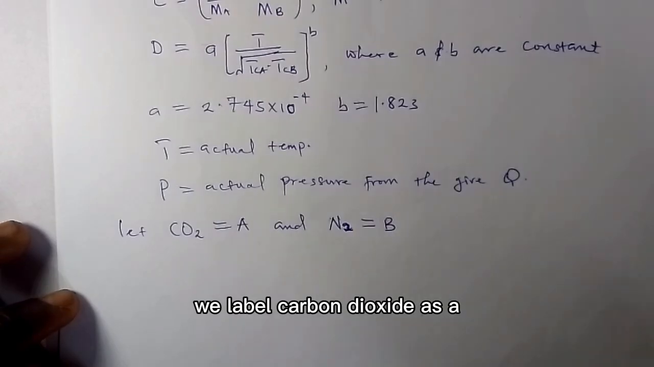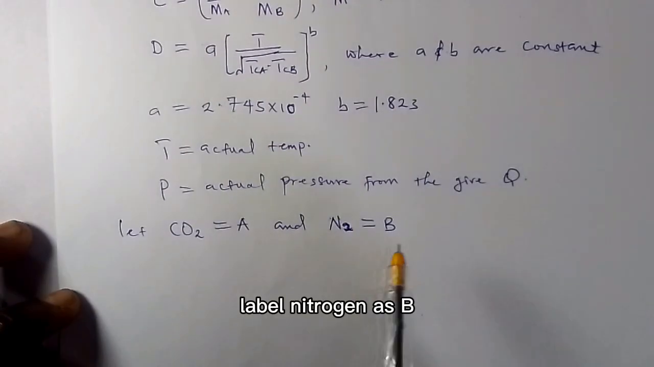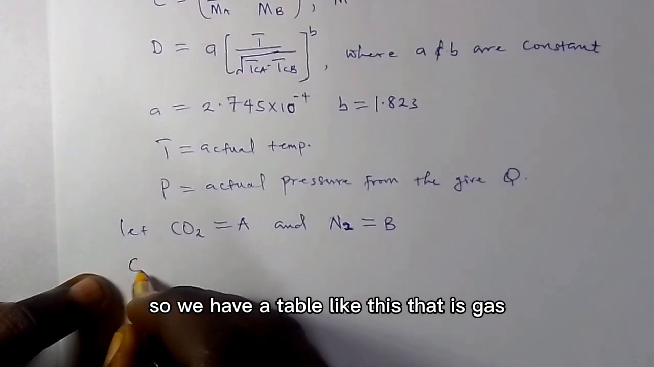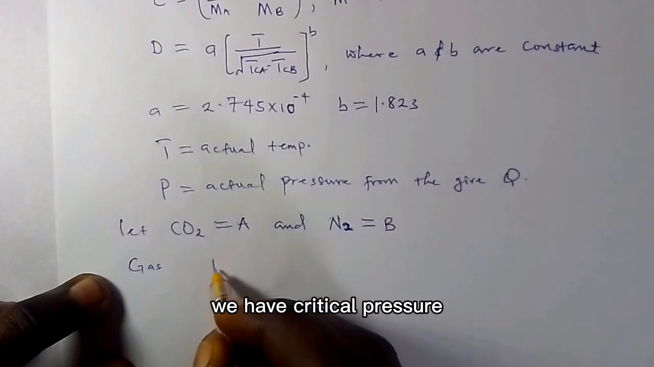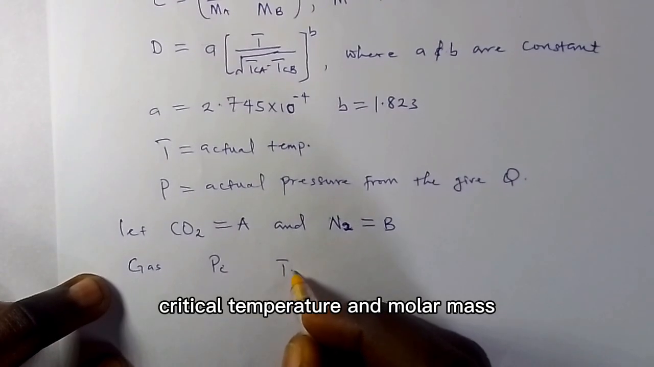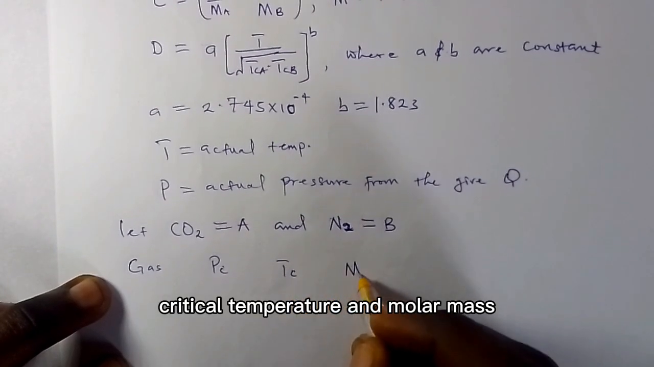We label carbon dioxide as A and nitrogen as B. So we have a table like this, that is gas, critical pressure, critical temperature, and molar mass.